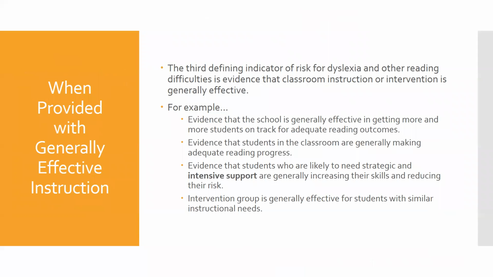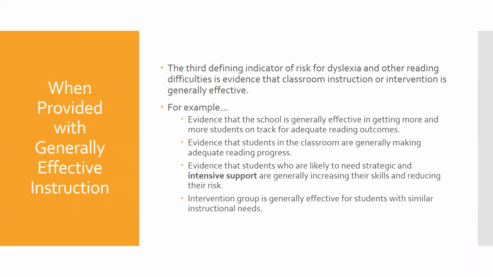The third defining indicator or risk for dyslexia and other reading difficulties is evidence that classroom instruction or intervention is generally effective. Here are some examples. We need to know that schools are generally effective in getting more and more students on track for these reading outcomes. And how can we do that? The things we just talked about prior.